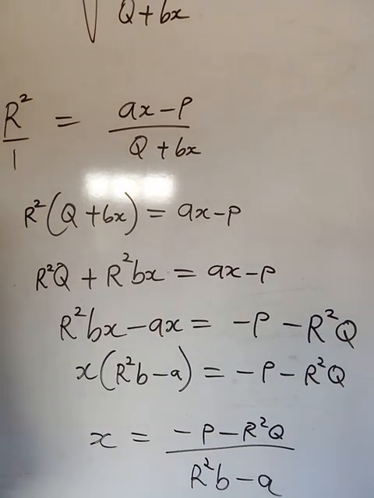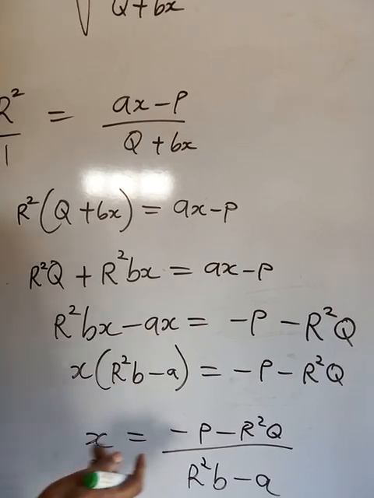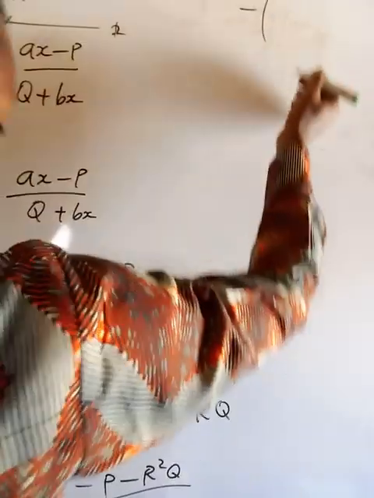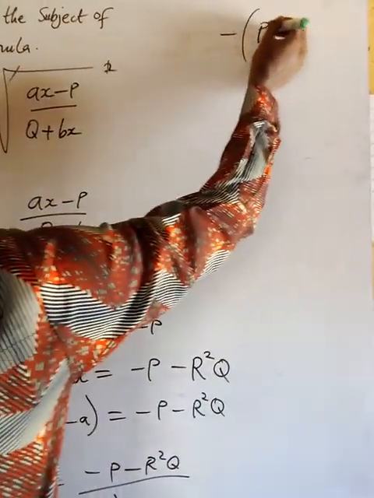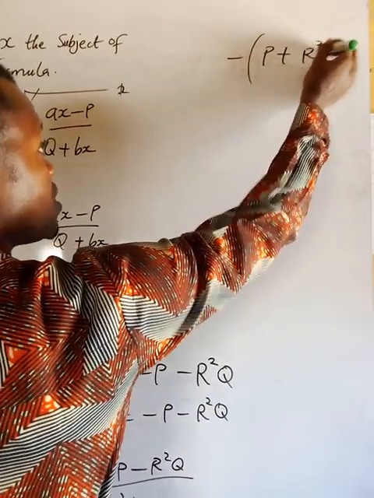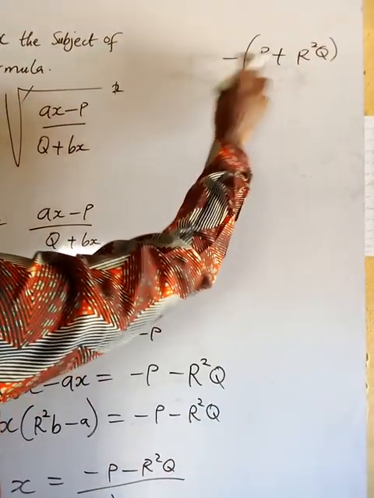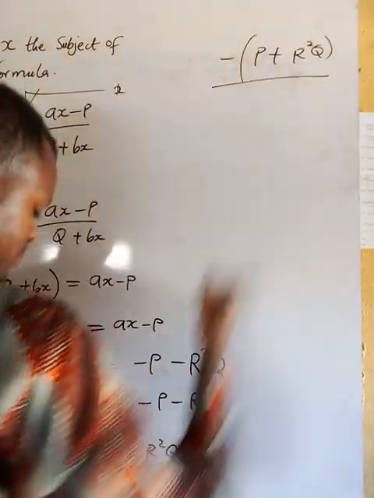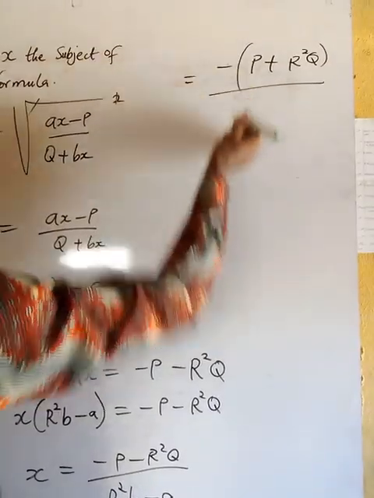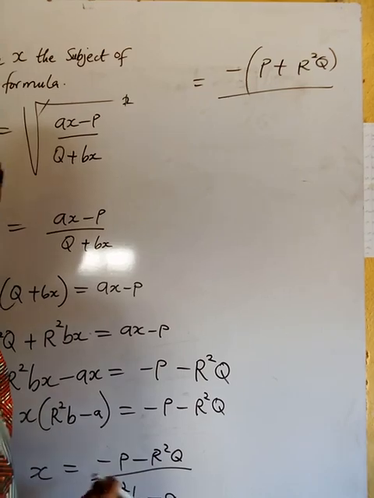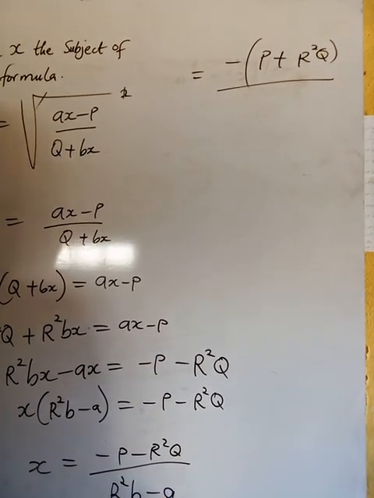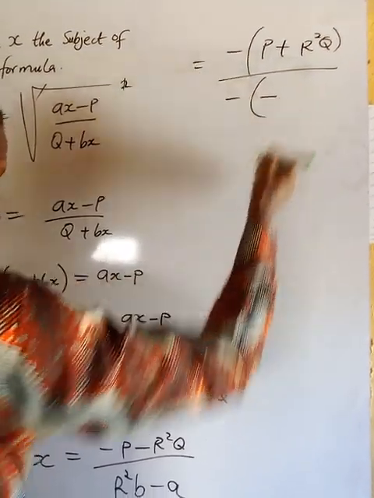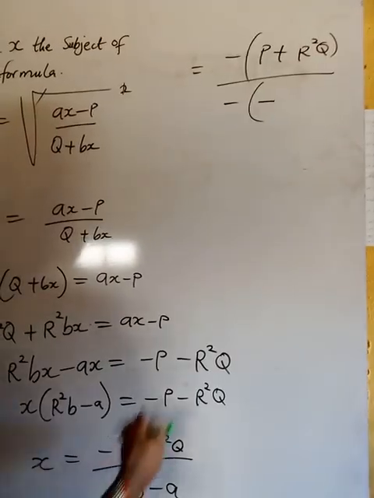With this, you've actually solved the problem, but to simplify further, if you take a look at this, you can factor out minus. So minus 1 is out. You are left with p plus r squared q, because when you multiply this by this, you get back your minus, all over r squared b. Here as well, you can factor out minus if you wish. So you have minus. That means you will introduce minus here to this r squared b.